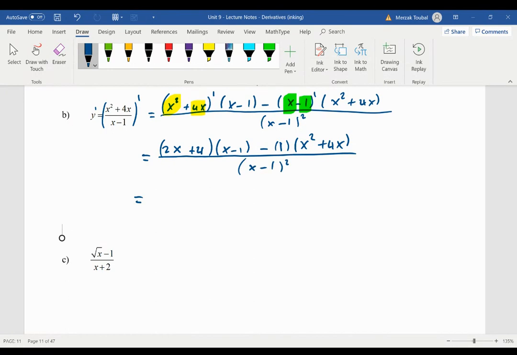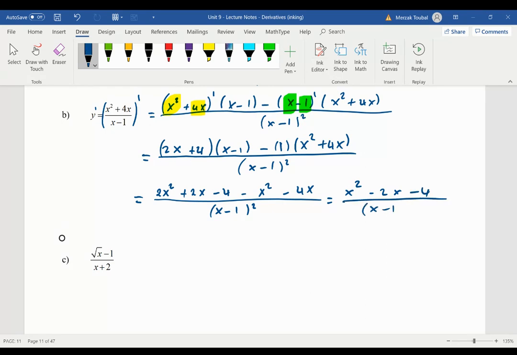Now all that is left is FOILing, distributing, and then simplifying. 2x times x, that's 2x squared, plus 4x minus 2x, that's plus 2x, minus 4, minus x squared, minus 4x. All divided by (x minus 1) squared. 2x squared minus x squared, that's x squared. 2x minus 4x, that's negative 2x, minus 4. All divided by (x minus 1) squared.